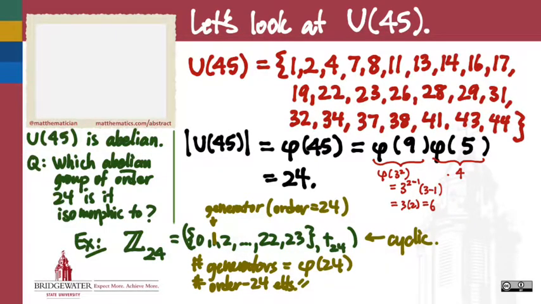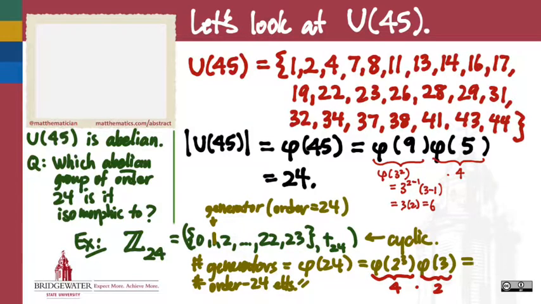Phi of 24. Now we've got another Euler phi problem to do. Factor this into a product of relatively prime factors. 24 is 8 times 3, so it's phi of 2 to the power 3 times phi of 3. Since 3 is prime, phi of 3 is 2, and phi of 8, you can check separately, is equal to 4.